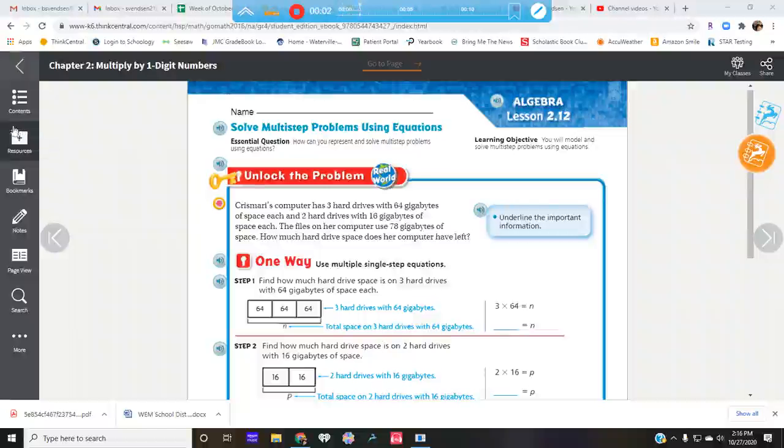Morning, guys. We're going to do lesson 2.12. It's an algebra step, solving multi-step problems using equations.